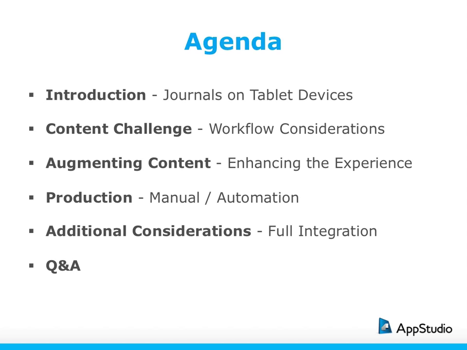We're also going to look at the production process. We're going to focus on manual production and automated production. What are the pros and cons of both, and what do you need to have in place? And we're also going to look at some additional considerations for things you may need to think about to make it a well-rounded product and give you the kind of feedback you're going to need to judge and measure whether or not it's been a success.